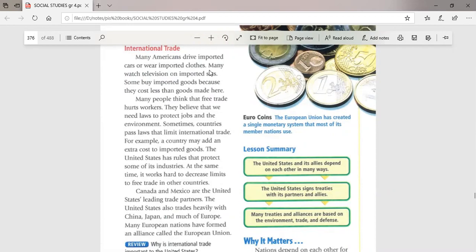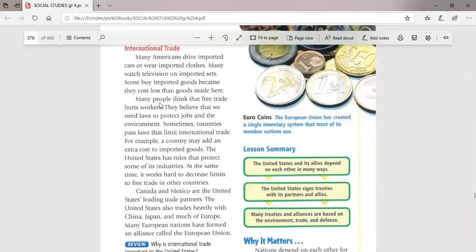So many Americans drive imported cars, wear imported clothes, and many watch television on imported sets. Some buy imported goods because they cost less than the goods that are made here. So the American products are expensive, but the Chinese products are cheap. So some people who have more money buy the American product, and others buy the Chinese product. Exactly, no problem, okay?